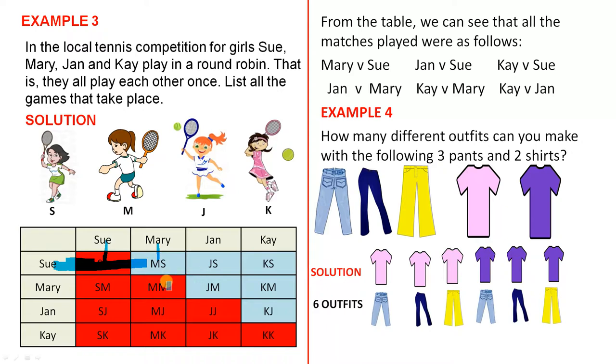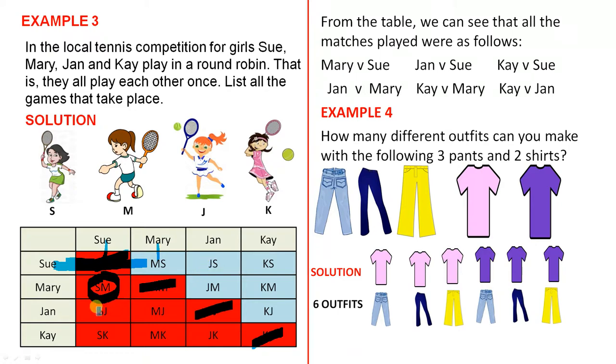Now immediately we can cross off these ones here, 1, 2, 3, 4, because the girls can't play each other. That just means K can't play K. It doesn't happen. That's why I've crossed those off. The reason I've got these red ones here is that we discard those. We do not take these into account because Mary playing Sue and Sue playing Mary, that's exactly the same. So they don't count.